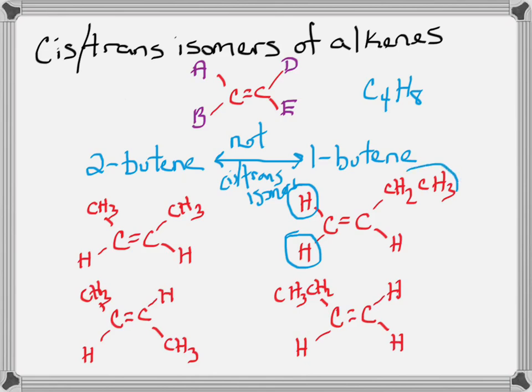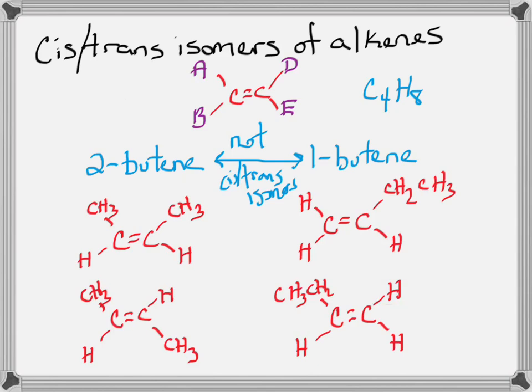Notice I know D and E are different, but both A and B must be different, as well as D and E. In this example, D and E are different, but A and B are the same. If one group is the same, there are no cis-trans isomers. So there's no such thing as cis-1-butene or trans-1-butene. If we look at the molecule below, we have the same problem in that D and E are identical, therefore no cis-trans isomers with that molecule.